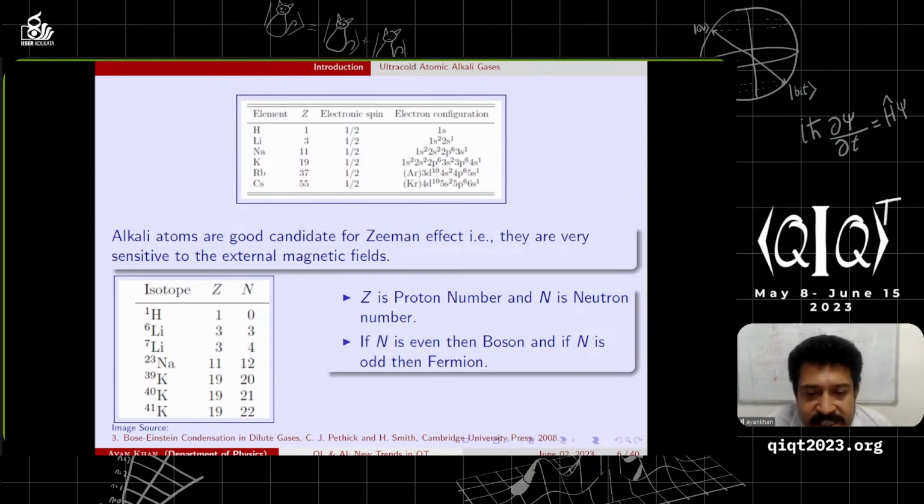In general, we define a boson or fermion based on its neutron number. So if the neutron number is odd, then it is a fermion. If the neutron number is even, then it is a boson. For example, lithium-6 is a fermion, and its isotope lithium-7 is a boson. Okay, so these are a very few fundamental things.